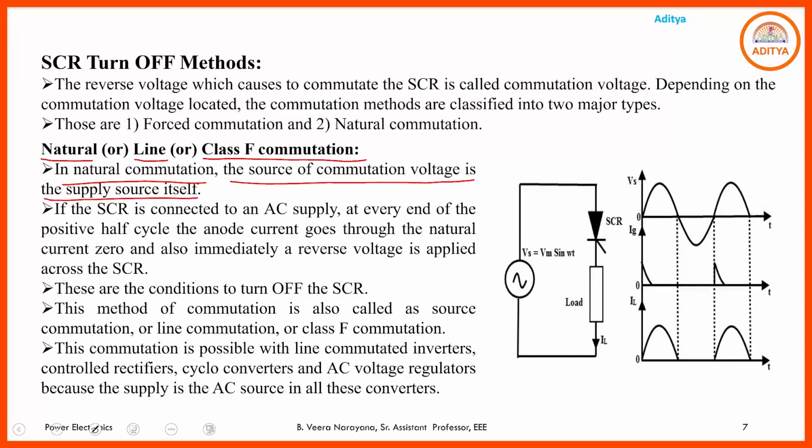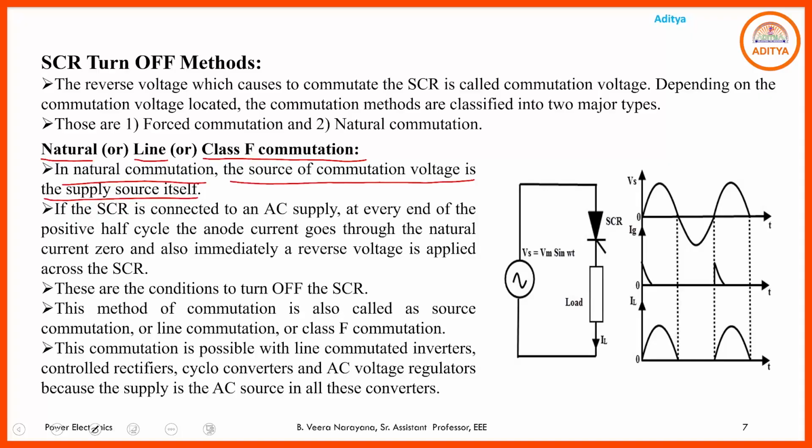So if you go through the forced commutation, you require some additional components which forcibly reduce the current flow through the SCR below the holding current. If you go through the forced commutation, some external circuit or external components must be required which are used to forcibly reduce the current flow through the SCR below the holding current. But in case of this natural commutation, there is no requirement of the additional components. So the source itself will provide the commutation voltage, and corresponding to that the SCR goes to the off state.